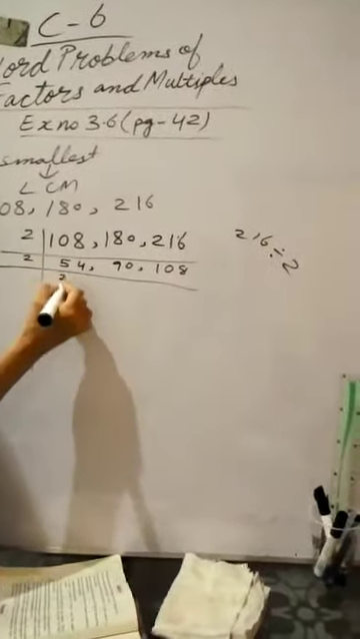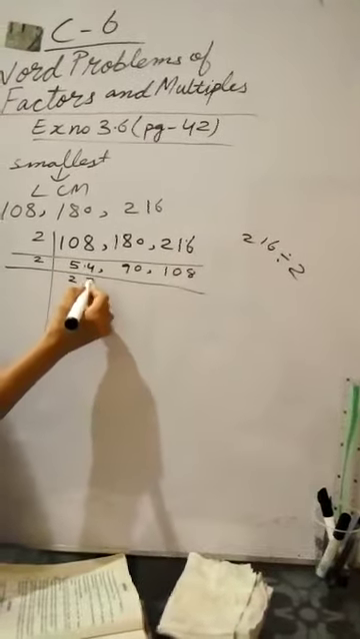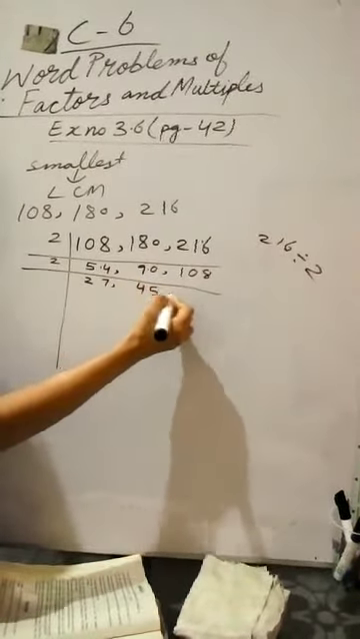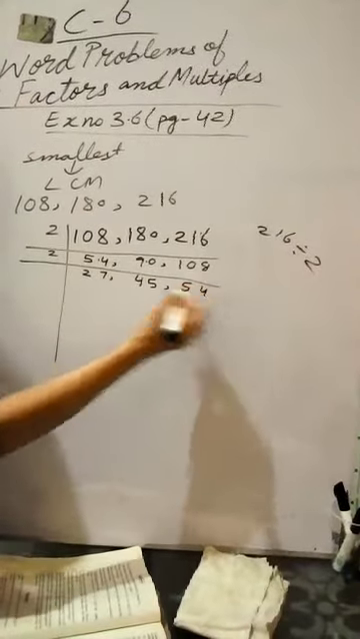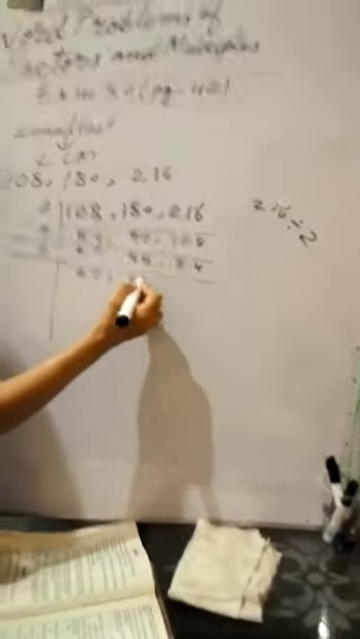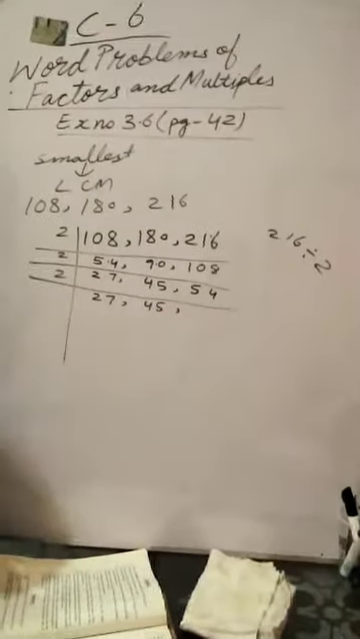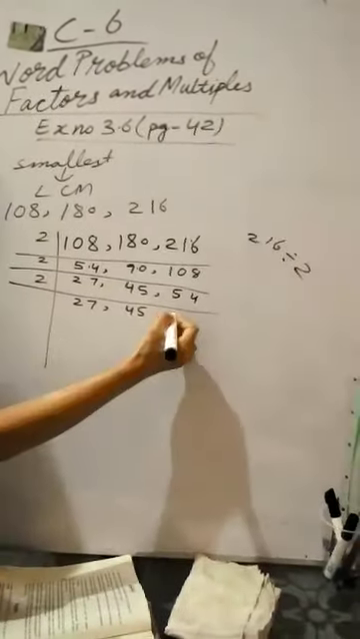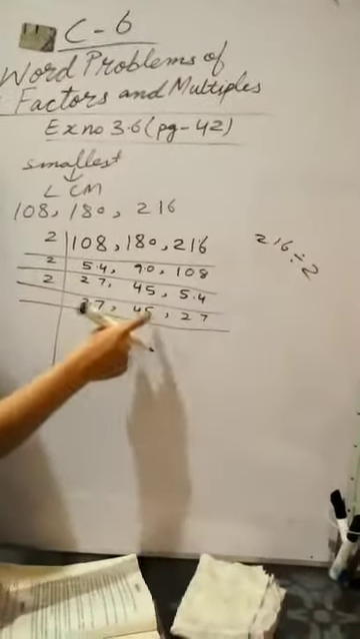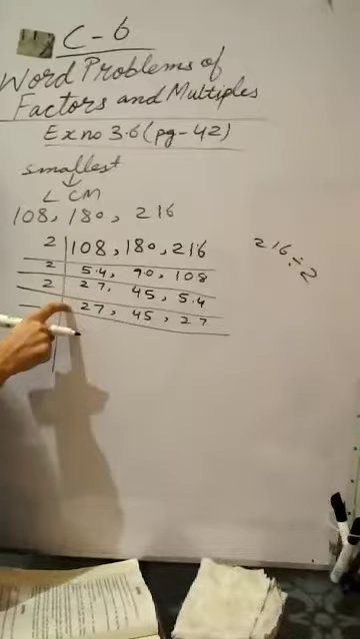You can check with division, 216 divided by 2. Then 2 4s are 8, 1 on the carry, 2 7s are 14. 2 4s are 8, 1 on the carry, 2 5s are 10. Then we have 27, which is not possible with 2, 45 is not possible with 2, but 54 is possible. 2 2s are 4, 1 on the carry, 2 7s are 14. Now all these numbers are odd and it's not possible with 2.